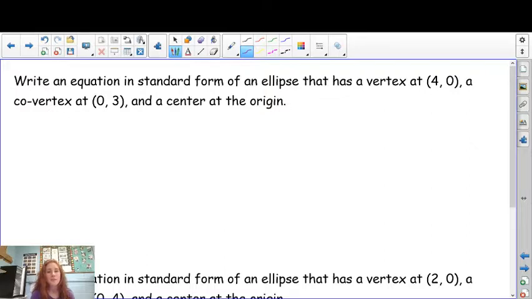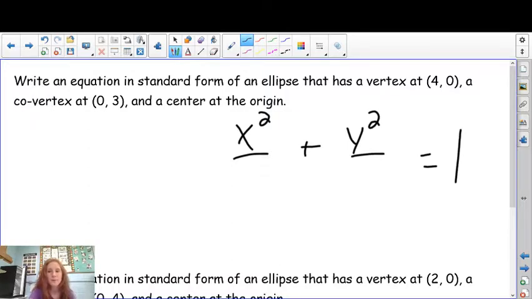Write an equation in standard form of an ellipse that has a vertex at (4, 0) and a covertex at (0, 3) and a center at the origin. So x squared plus y squared equals 1. The vertex this time is in the x coordinate, so it'll be 16 under the x and 9 under the y.